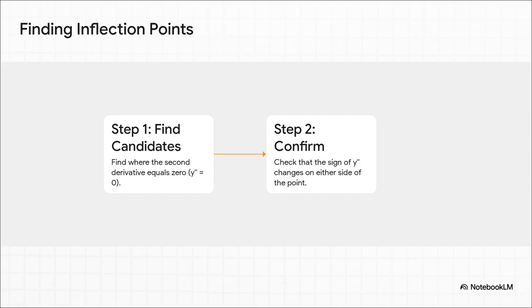First, you find all the spots where this second derivative is 0. At that point, the curve isn't bending up or down. It's kind of momentarily straight. But, and this is important, that's not enough. That just gives you a candidate. You have to do step 2.